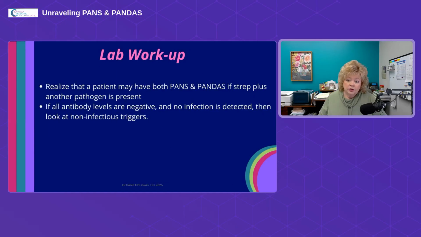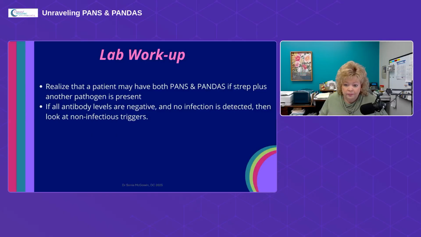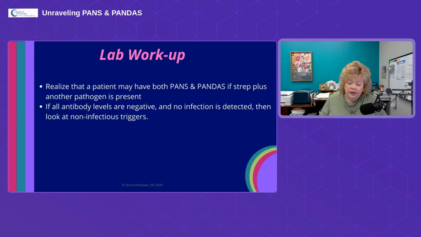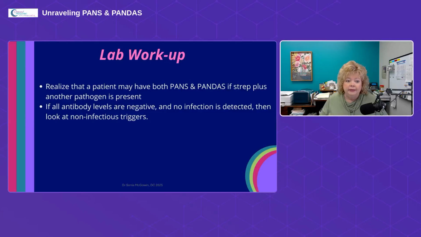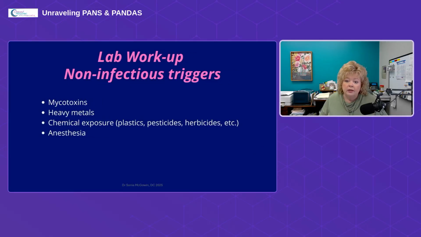So sometimes certain kids hit the Yahtzee and they get multiple triggers. So maybe they have strep and mold. Maybe they have strep and Epstein-Barr. PANS and PANDAS, both, right? So if all antibodies are negative, we don't find any infection, then we'll start looking at the non-infectious triggers. So things like mycotoxins or mold, heavy metals, chemical exposures. We'll look around for any kind of anesthesia exposure as well.